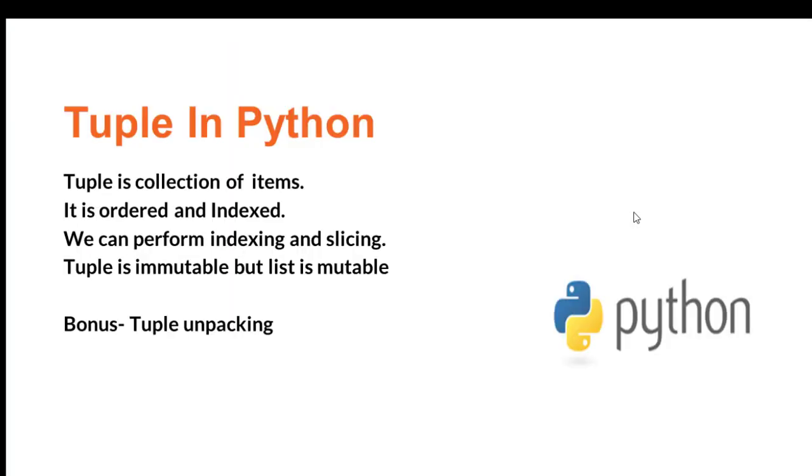So tuples in Python is a collection of items, just like we had list, set, and dictionary. It is also ordered and indexed. It means you can have tuple values in a proper order and you can access them with the help of index. Since it works on indexes, you can do all the indexing and slicing operations.